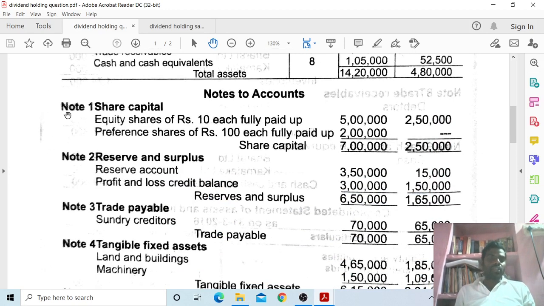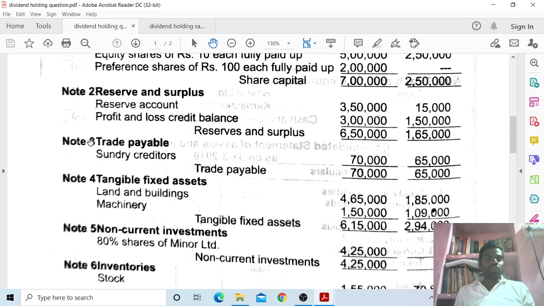Note number 1, share capital explanation. Equity shares of rupees 10 each, fully paid up: Major company 5 lakh and Minor company 2,50,000. Preference shares of rupees 100 each, fully paid up: 2 lakh Major company, Minor company nil. Share capital total: 7 lakh and 2,50,000.